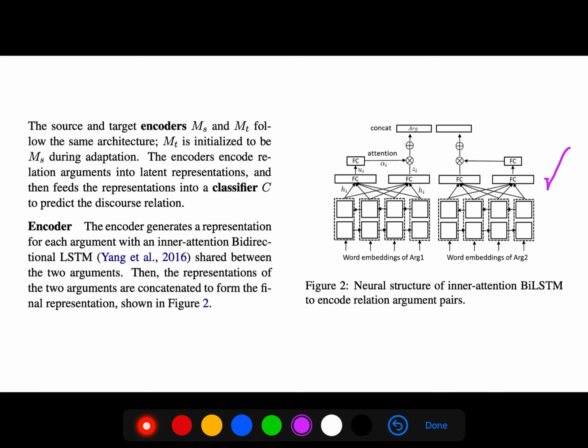Because we can formulate this problem of discourse parsing into just a relation argument pair, because we have a pair of relation arguments, and then we can gradually build this hierarchical structure.